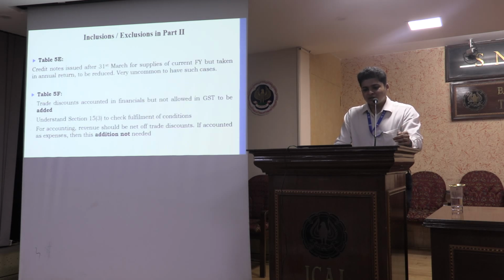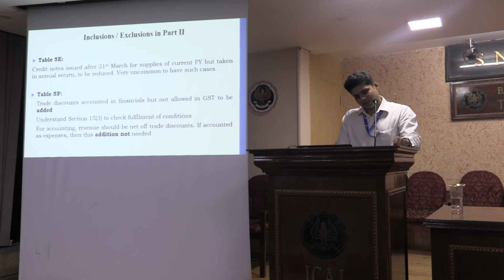Table 5E, credit notes issued after 31st March of the current financial year but taken in the annual return, which must be reduced. So like I mentioned in the earlier situation, if there is a credit note issued after, so it is financial year 24-25 credit note, but it is taken in the annual returns of the 23-24. At that time, you would have to adjust in this table 5E. If this is not done, which ideally it should not be done in this manner because it adds another reconciliation method. If it is done, then it needs to be disclosed here.